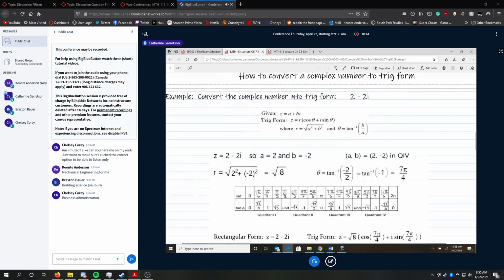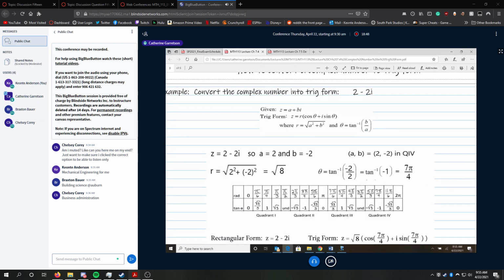Okay, so let's do an example. Convert the complex number into trig form. So we have 2 subtract 2i. So my a will be 2, and my b, we want to include the negative, will be a negative 2. So how do I first find the r? Well, I square them both and add them together, and I get the square root of 8.